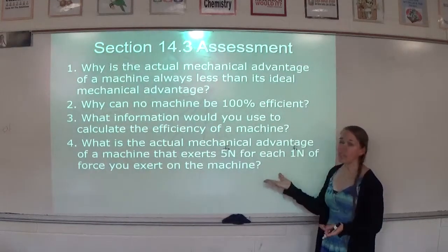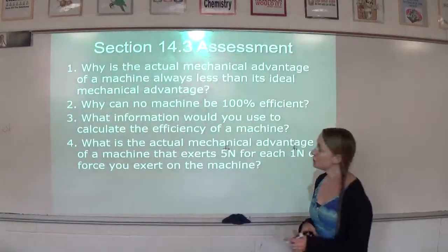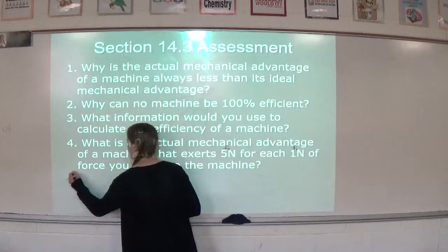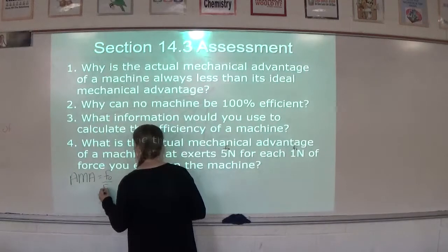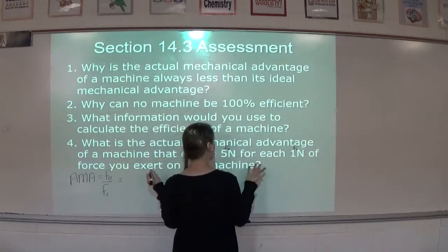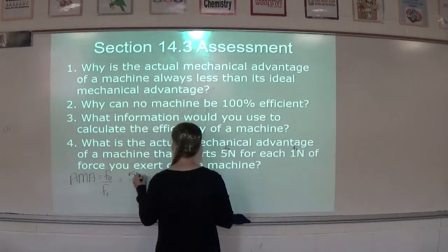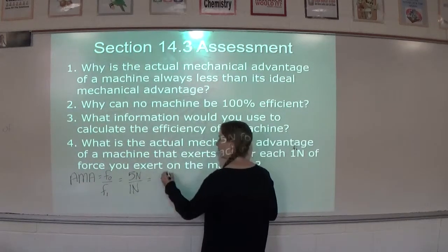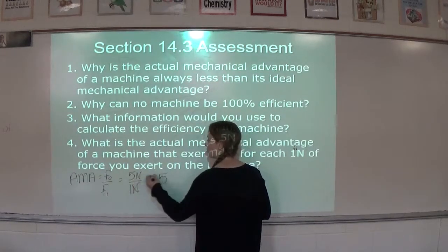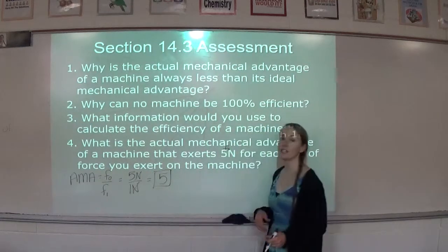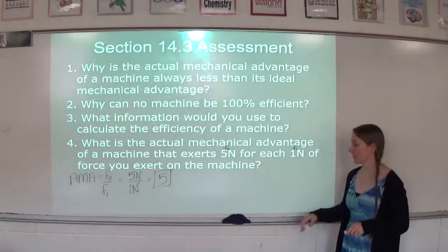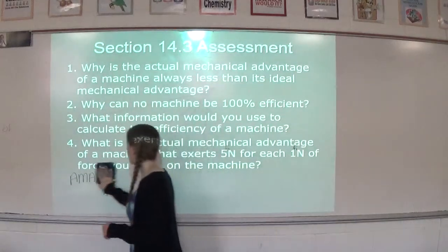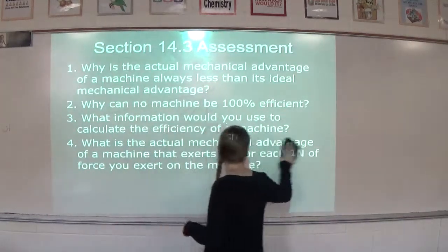All right, so this time we're doing actual mechanical advantage. My actual mechanical advantage is my output force over my input force. So then I just plug in. We have 5 newtons over 1 newton. So 5 divided by 1 is, of course, 5. Newtons cancel because mechanical advantage, again, is a unitless number, so no units. All right, so let's move on. I think there's a couple more on the next slide.